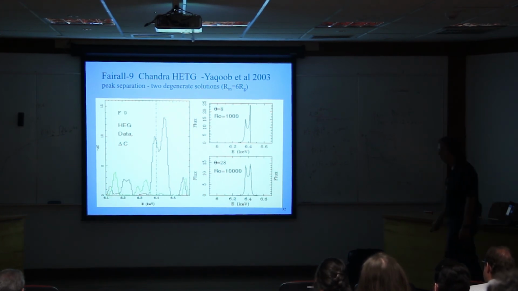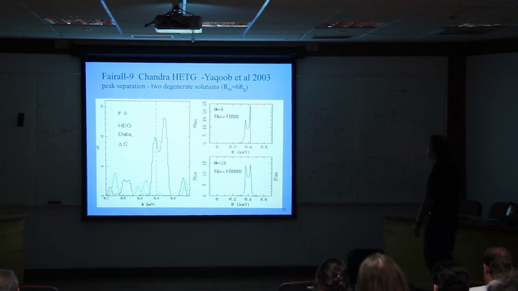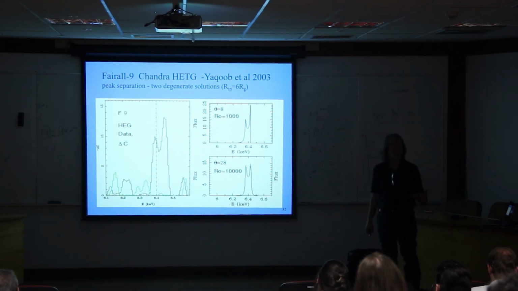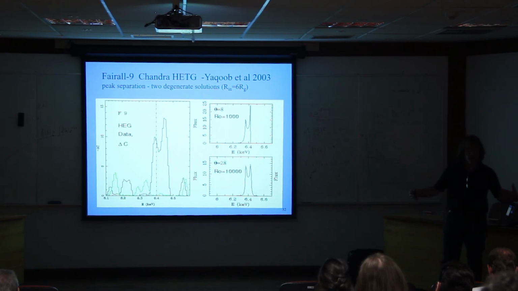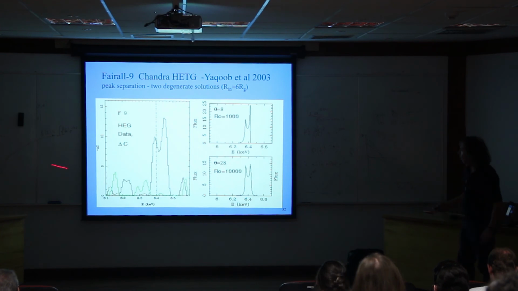Fairall 9 is a very luminous Seyfert 1 galaxy. It's almost a quasar. And so basically what happens here is, this is what he observed. This is done with a Chandra high energy transmission grating, so it's a very high resolution X-ray spectrum. And so when you're in the range of the iron K line, it can resolve the structure of the K line. There are other instruments that are sensitive in that area, but they don't have the resolution.